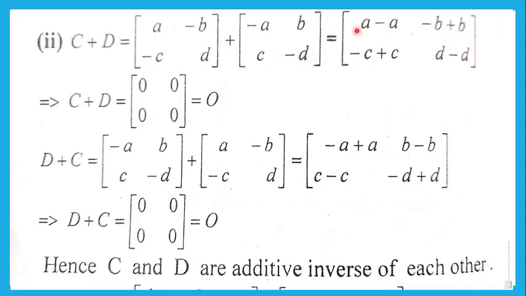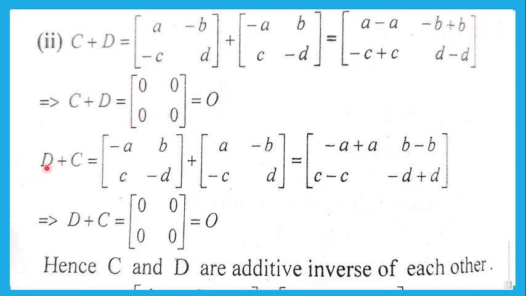On adding these two, what we get is A minus A, minus B plus B, minus C plus C, and D minus D. So for A minus A, this A is plus and this A is minus, so they cancel each other out, and the answer is 0. Similarly minus B plus B is 0, minus C plus C is 0, D minus D is 0, right? So you can see that all the elements are 0.